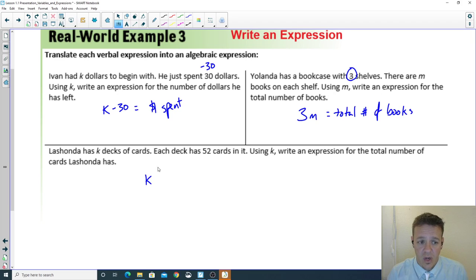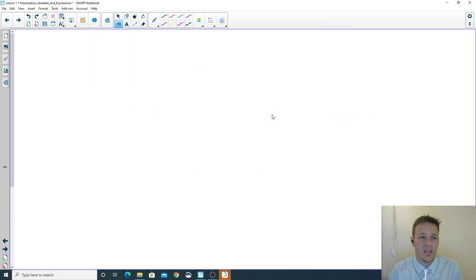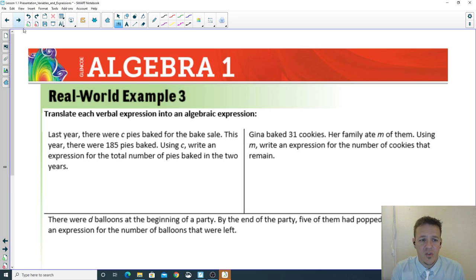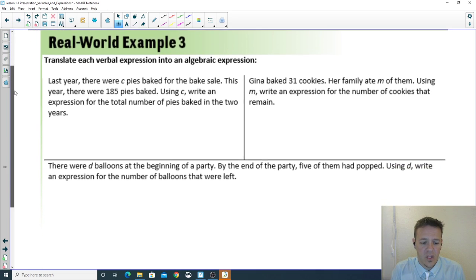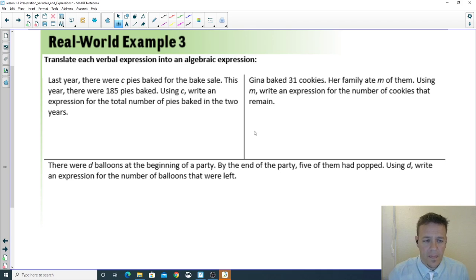Each deck has 52 cards. All right, LaShonda has K decks of cards. Each one has 52. Using K, write the total number. So of each deck of cards, we don't know how many she has. It'd be 52K equals the total number of cards, right? That's how many she has. Simple enough. So what I want you guys to do is go ahead and do yours real quick. There are 3 more here I want you to cover, and we'll go from there.